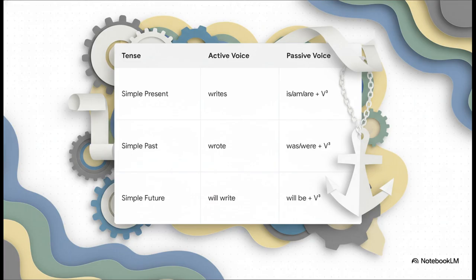Simple present writes becomes is written. Simple past wrote becomes was written. And simple future will write beautifully shifts to will be written. Think of the helping verb as your time machine and the V3 verb as your anchor.